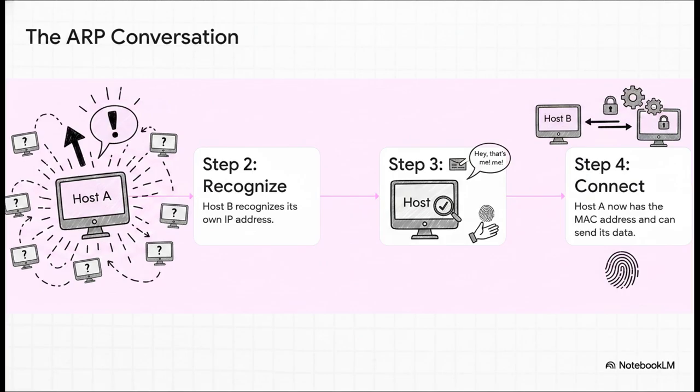And finally, step 4, the connection is made. Host A has the fingerprint it needs, and it can now send its message directly to host B without bothering anyone else. Simple, right?